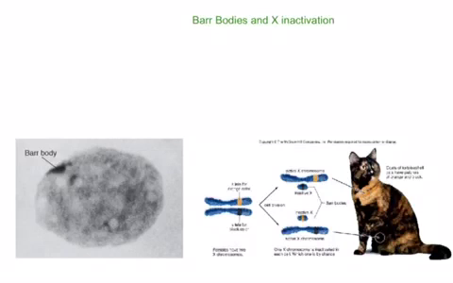This tutorial will focus on X inactivation and Barr bodies. Essentially, in organisms where the females carry two X chromosomes, one of those X chromosomes is randomly inactivated in all of the cells. So in a cell that has two X chromosomes, one of the X's is inactive.